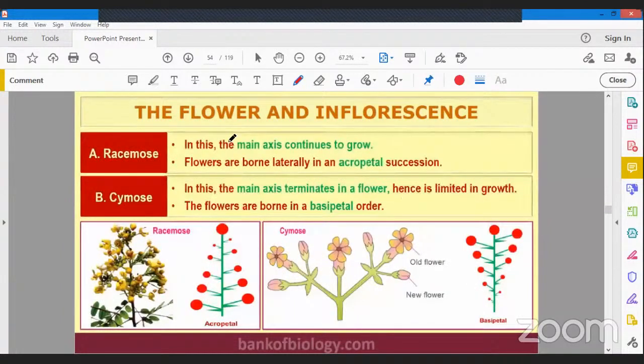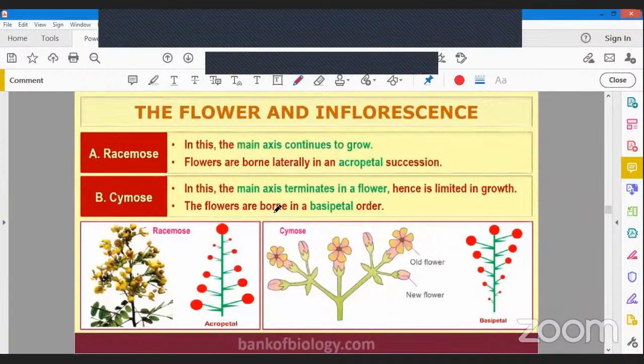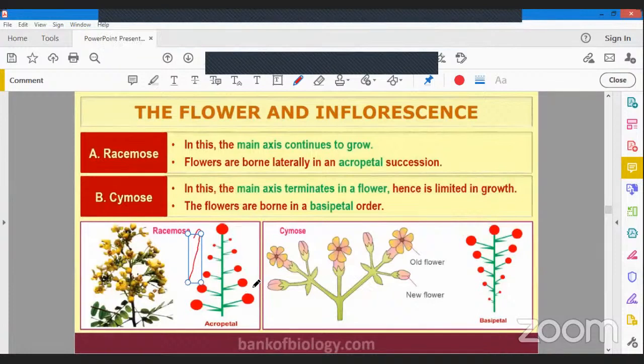Look here, racemose. In this, the main axis continues to grow. Look, it keeps growing here. The main axis continues to grow and the flowers are borne laterally in acropetal succession. So what do you mean by acropetal succession? The old ones at the bottom, the new ones at the top.